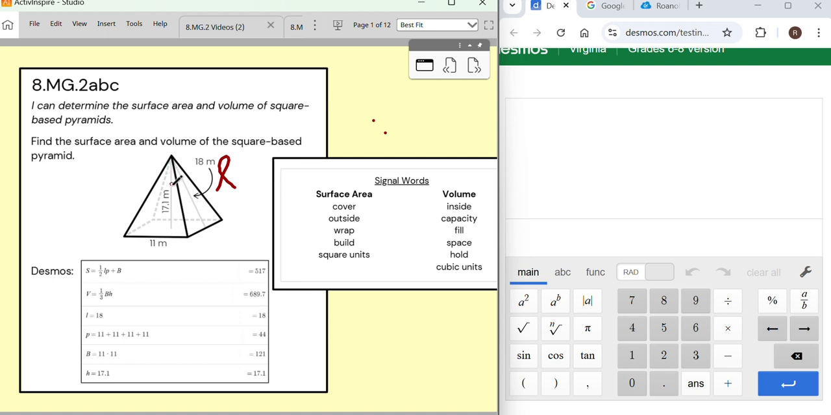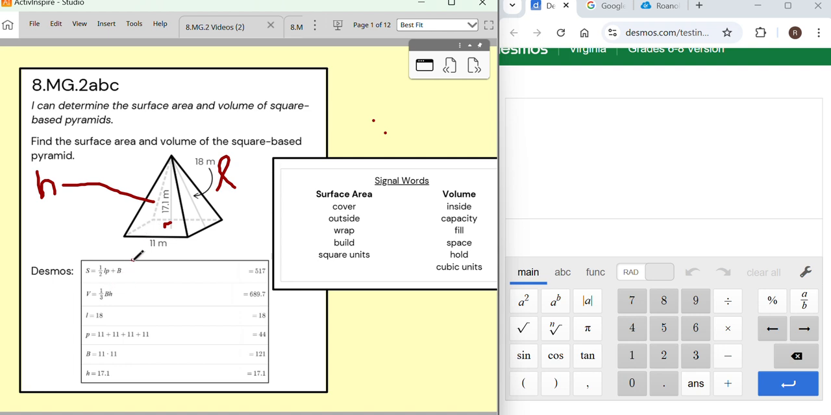This 17.1 that comes down to a right angle right in the middle is your height. Just remember, if it comes down to a right angle, that's your height. Then P is the perimeter of your base. Remember, this is a square-based pyramid, so to get the perimeter of your base, you would either add 11 four times or do 11 times 4. Perimeter is 11 plus 11 plus 11 plus 11, or side plus side plus side plus side.